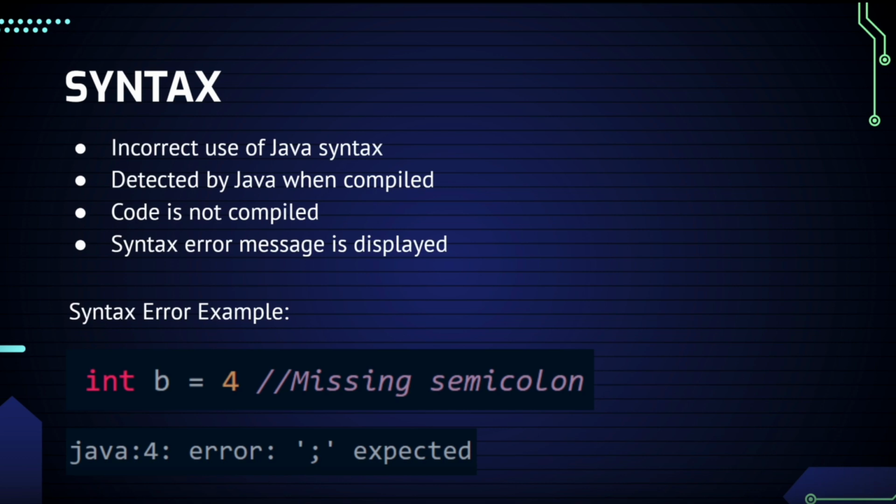An example of a syntax error is this: we can see that we set integer b equal to 4, but we are missing a semicolon. Therefore, we get an error that says semicolon expected.